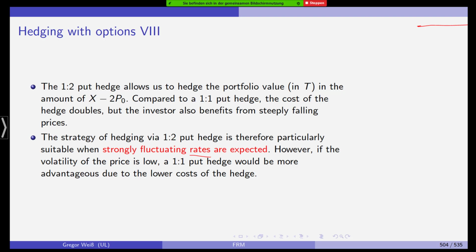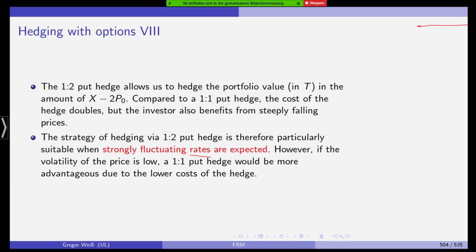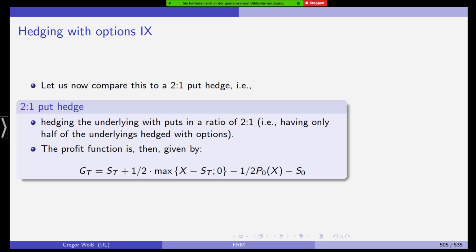However, if the volatility of the price is low, so if this is the current stock price and we only expect the price to change in this interval, you should stick with the 1-to-1 put hedge. So if you expect low volatility of the price, a 1-to-1 put hedge would be more advantageous due to the lower costs of the hedge.